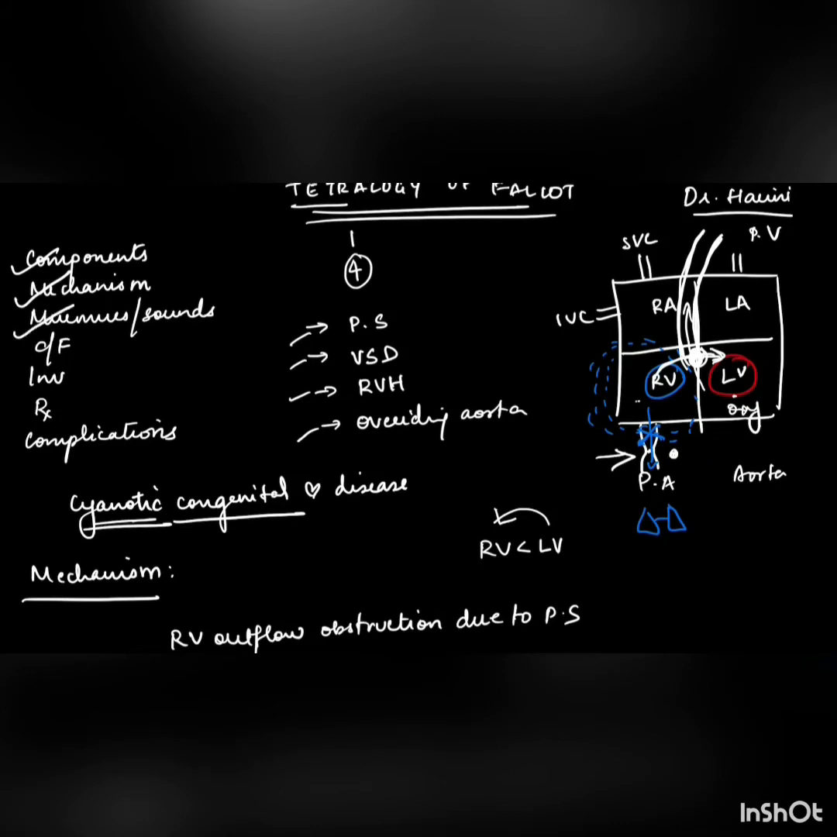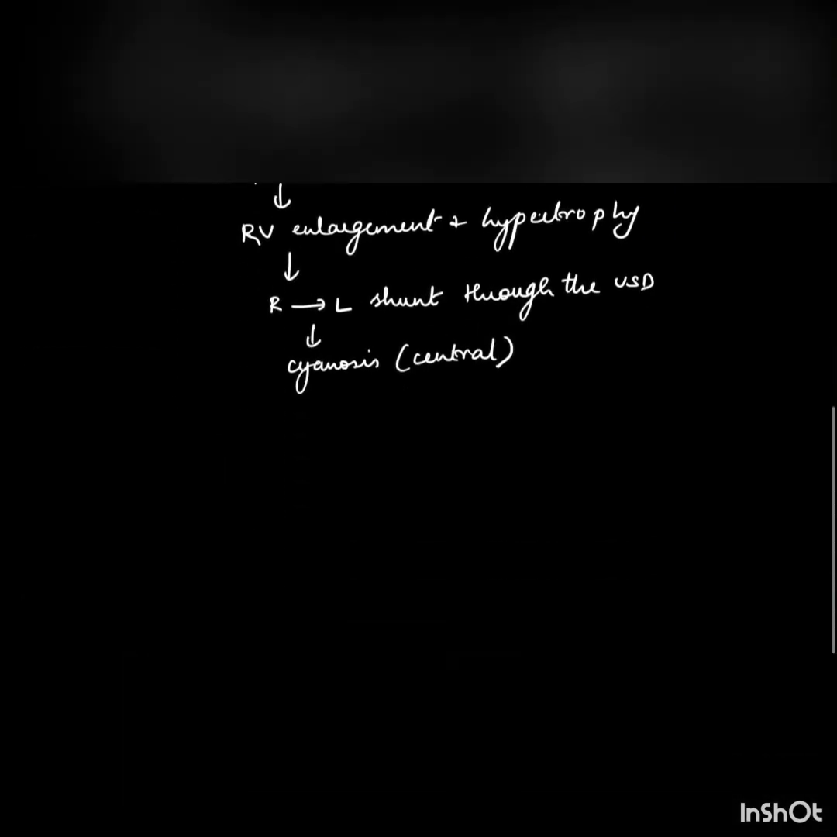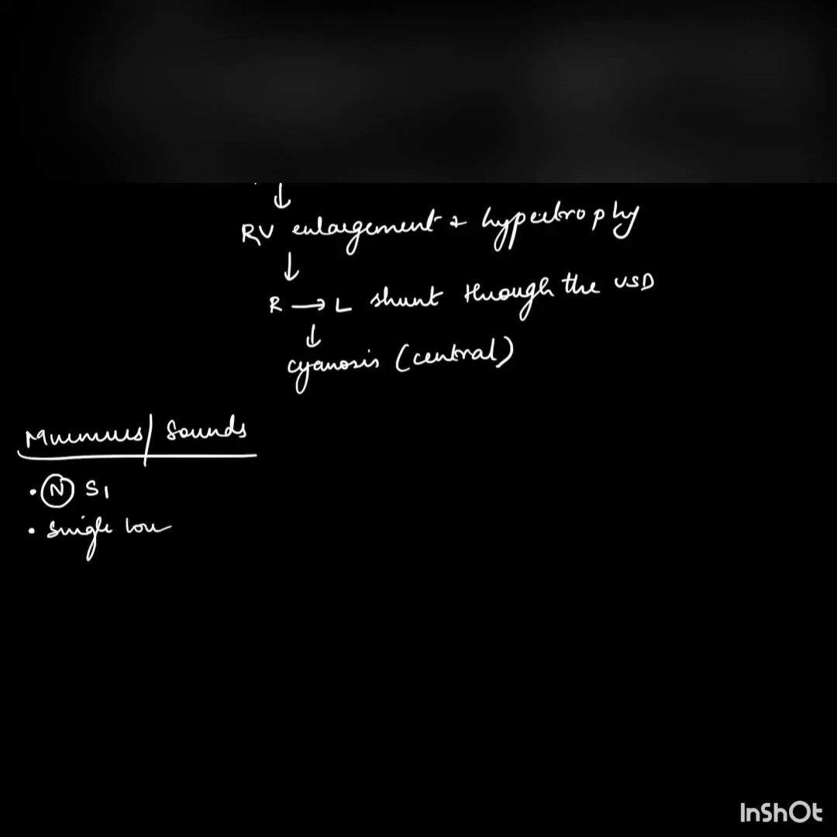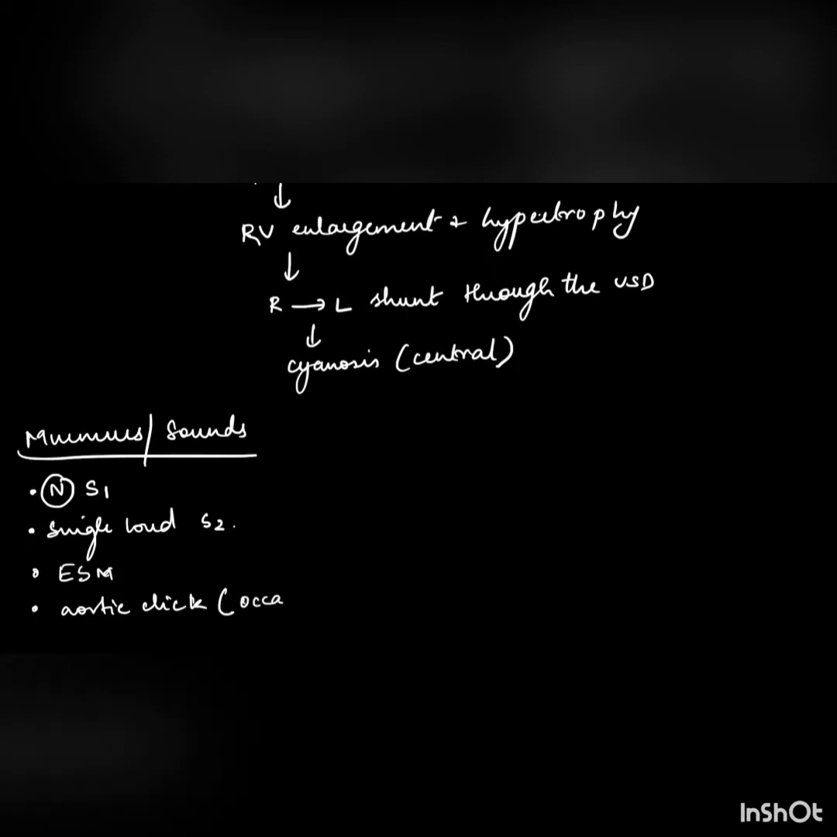And the third part is what are the murmurs or sounds that can be heard. So on auscultation, there are four main things you should remember under this. The first thing is that there's a normal S1, there's a single loud S2, and the third part is that there's an ejection systolic murmur and an aortic click. Sometimes it's very occasional. You can choose to not mention this also.